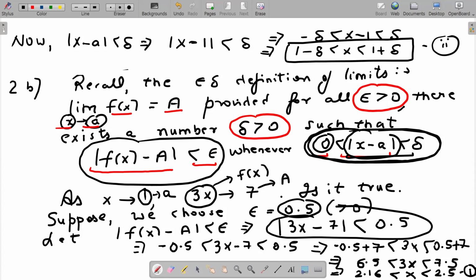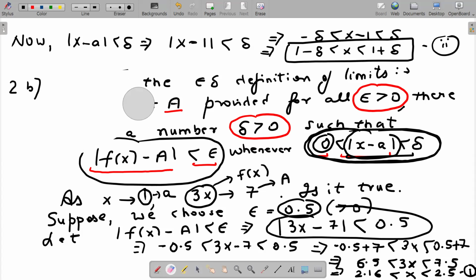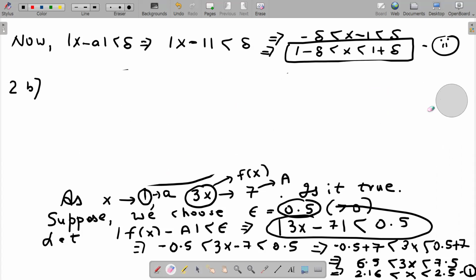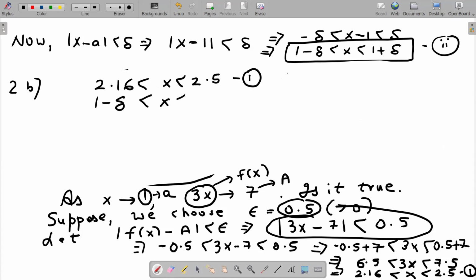So now I can erase all this off and let's compare 1 and 2. From equation 1, 2.16 less than x less than 2.5. This was equation number 1. From equation 2, 1 minus delta less than x less than 1 plus delta. Comparing 1 and 2, what do we get?